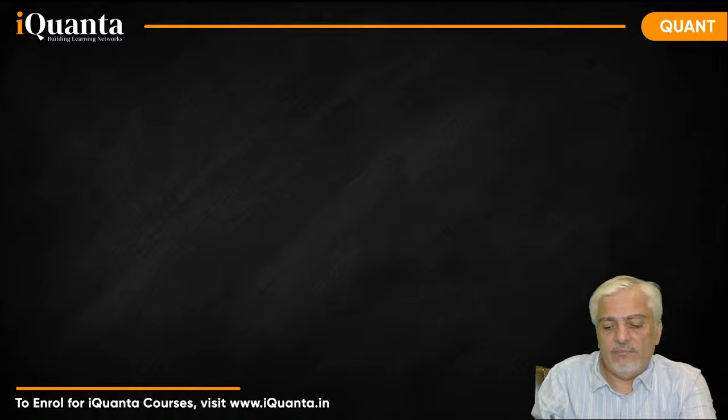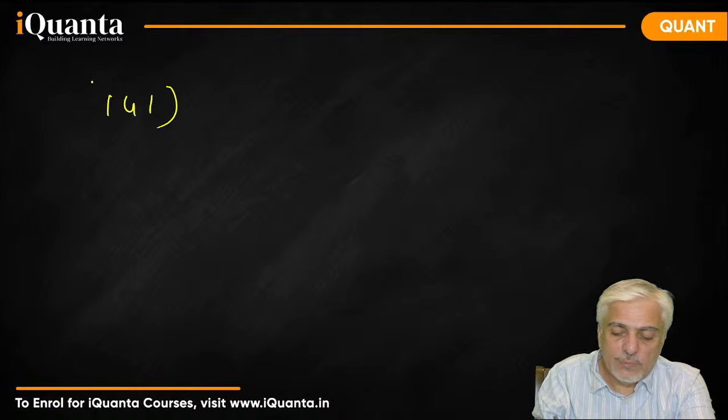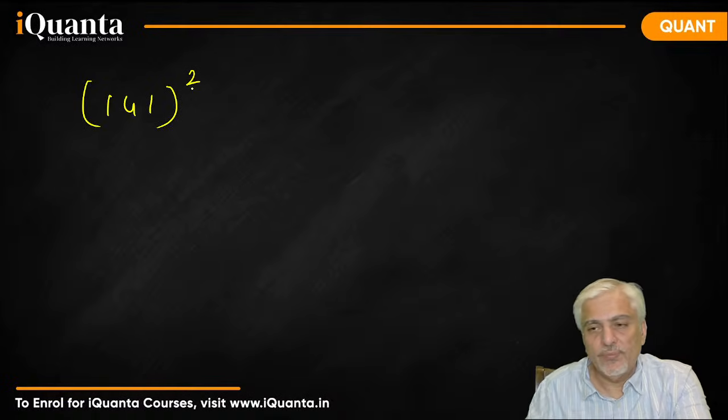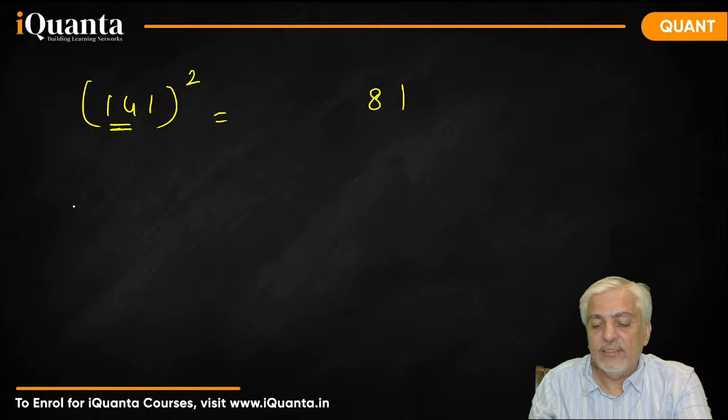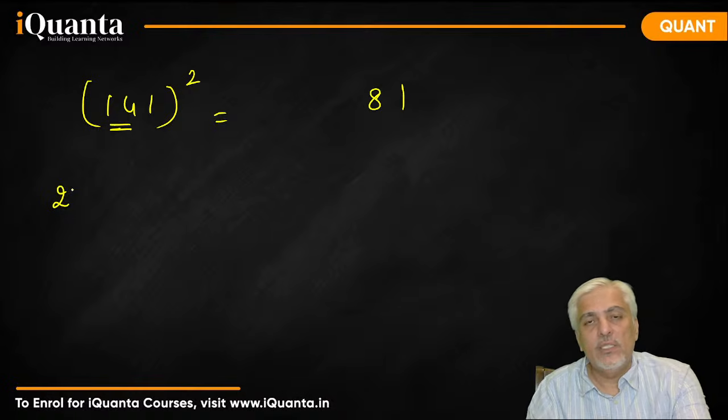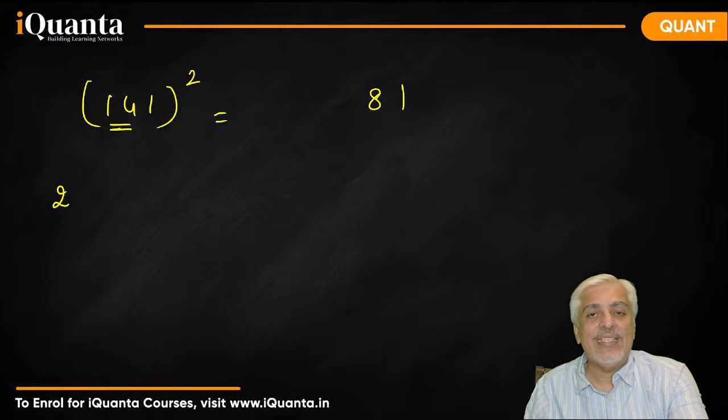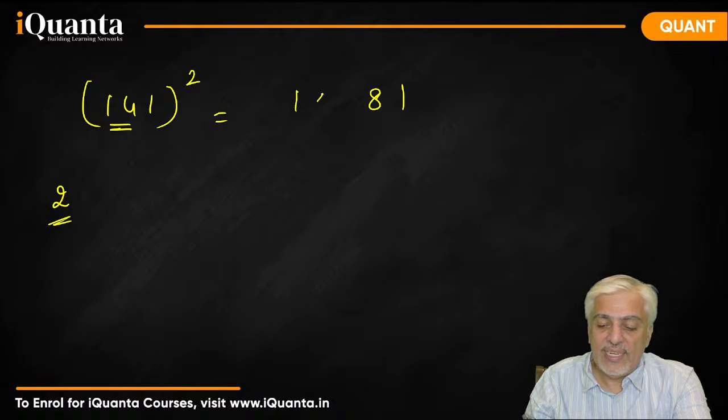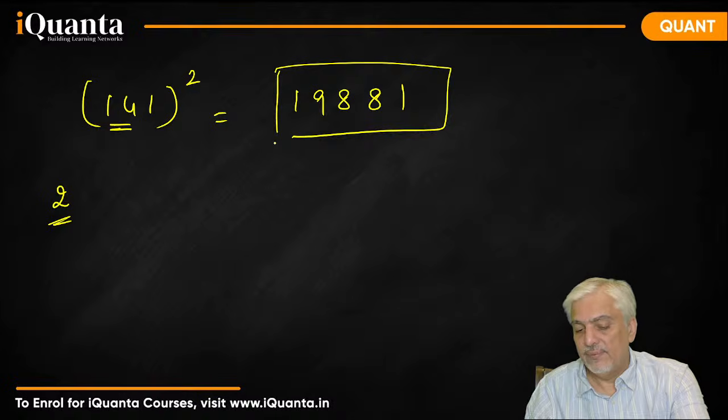So I can do even 141 by this method, not very difficult. 1 as it is, 14 ka double 28, 2 carry over. 14 square I should know orally, 196, 196 plus 2, 198. 19881.